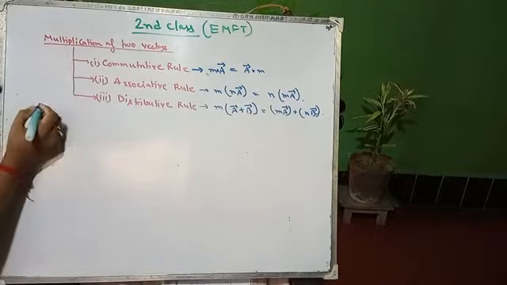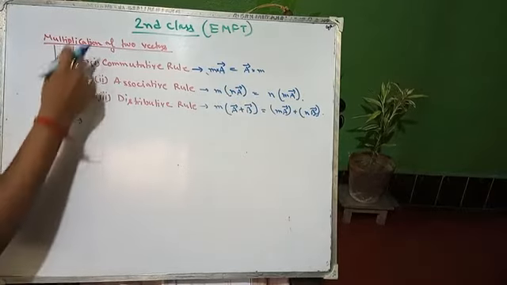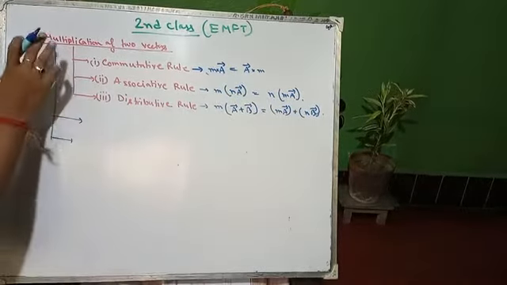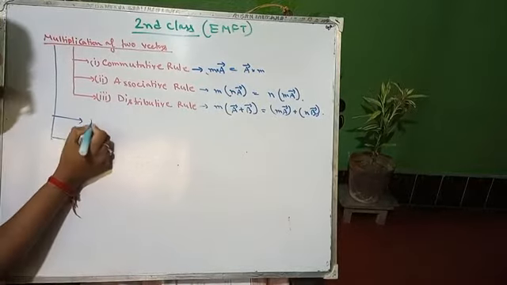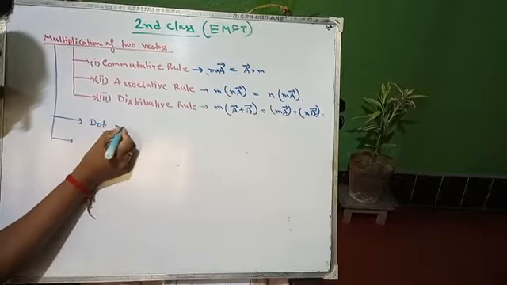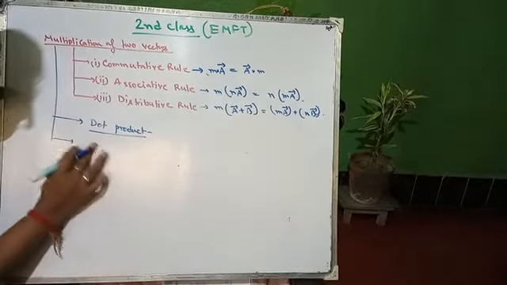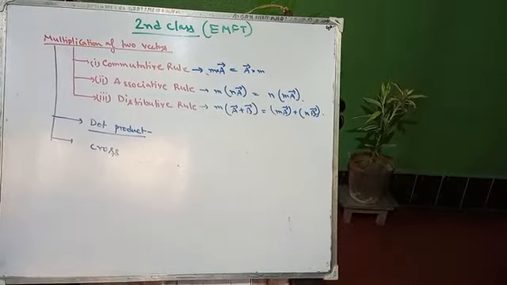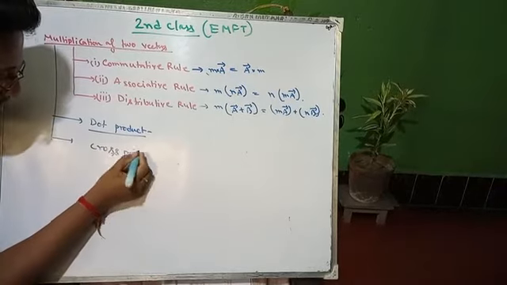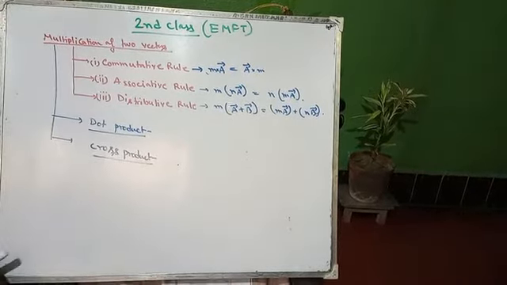Now the classification of multiplication. According to the rules, there are three rules, and multiplications are classified into two categories. First one is dot product, and second one is cross product. What is dot product?